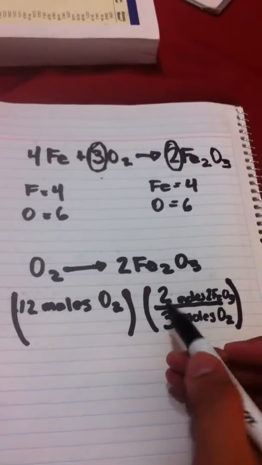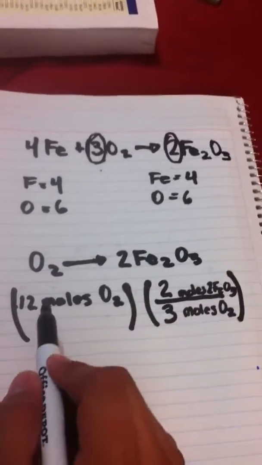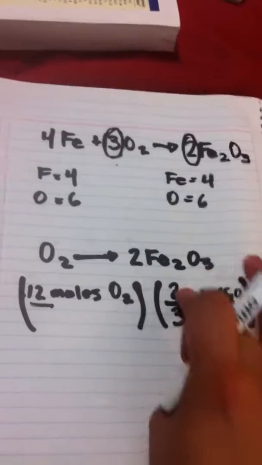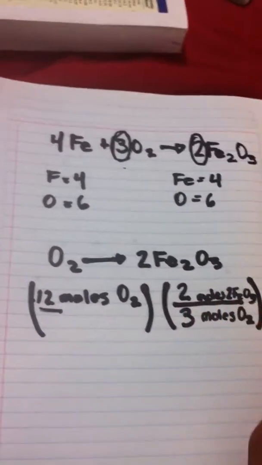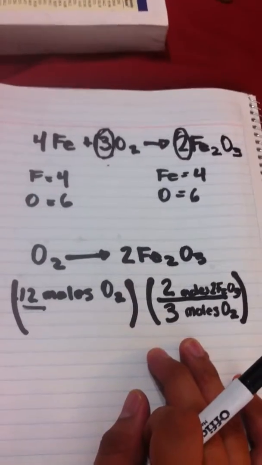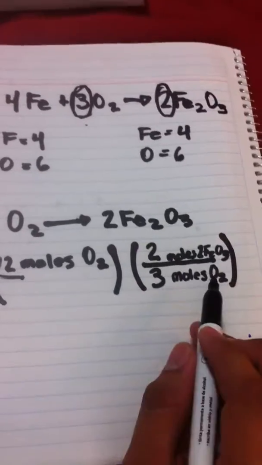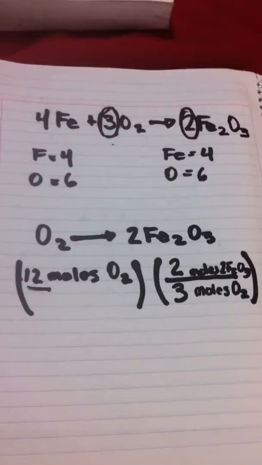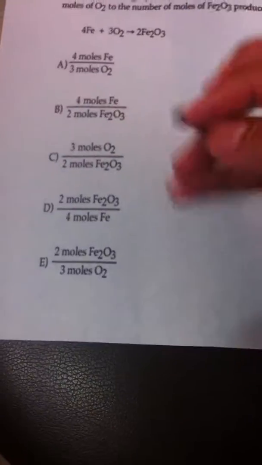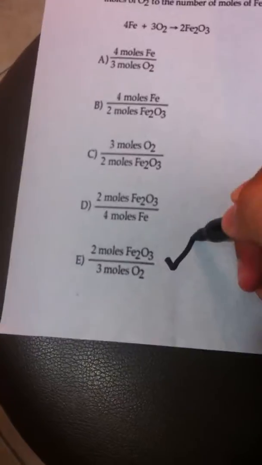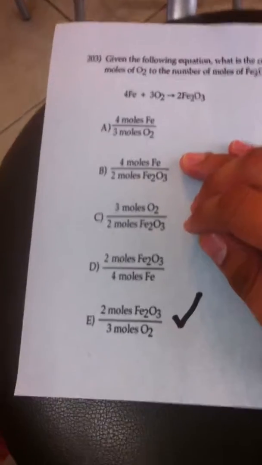Okay, so if we need to know the moles of the final solution, as I said, we have 12 moles, that's just an example. We need to multiply that times 2 moles of a solution divided by 3 moles of oxygen, and that's how you're gonna get your moles of a solution. So this is the correct answer: 2 over 3, 2 of the solution over 3 of oxygen. And let's find out if we have the same answer over here. Here it is letter E. 2 moles of the solution divided by 3 moles of oxygen. For number 203, our answer will be E.